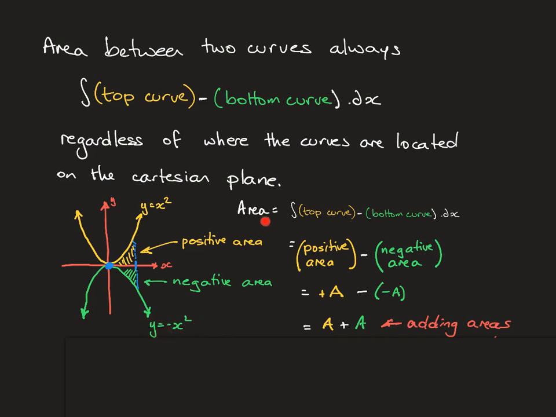So I said the formula always works. So area equals the integral of top curve minus bottom curve dx. So from the top curve, we're going to get a positive area. And then we're going to take away, because there's a takeaway in here, the area for the bottom curve, which is a negative area. Now these two areas just happen to be the same, so I'm going to label them both as capital A. So this will be a positive capital A and this will be a negative capital A. So our positive area is positive capital A. We're going to take away our negative area, which is negative capital A.